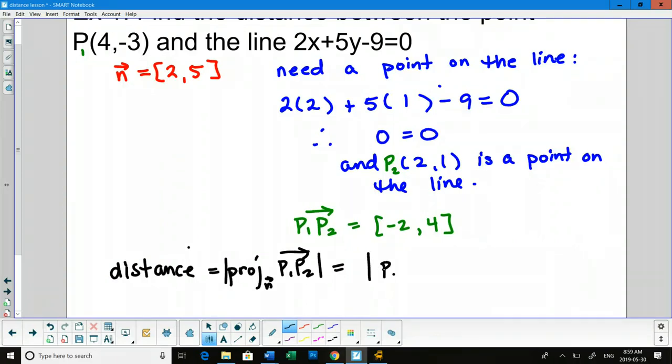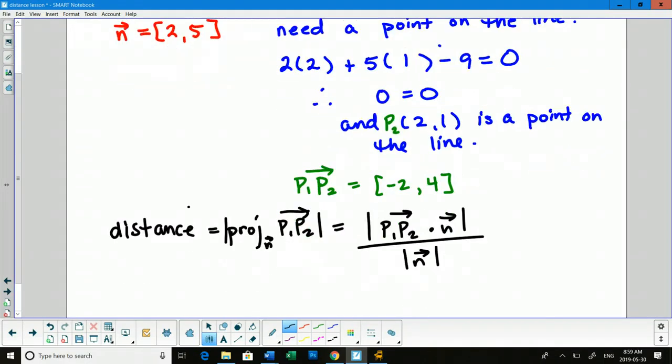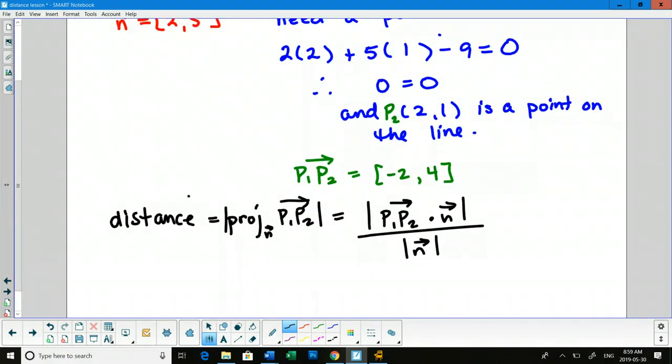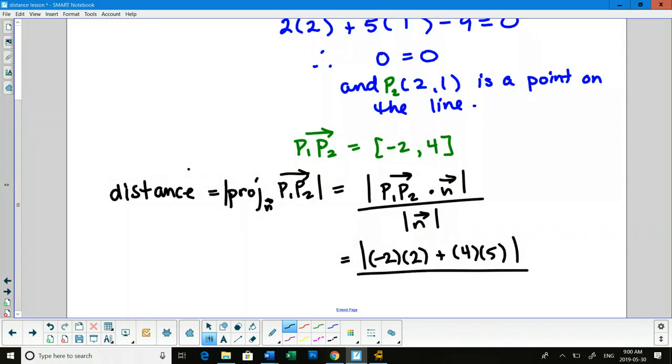Okay, so we have to do the absolute value of P1P2 dotted with the normal vector, and then divide by the magnitude of the normal vector. This is good review of Unit 2, finding projections. For vector P1P2 dotted with the normal vector, I multiply the x components and add the y components multiplied. In case that's negative, we take the absolute value. And then the magnitude of my normal vector is each component squared and added.